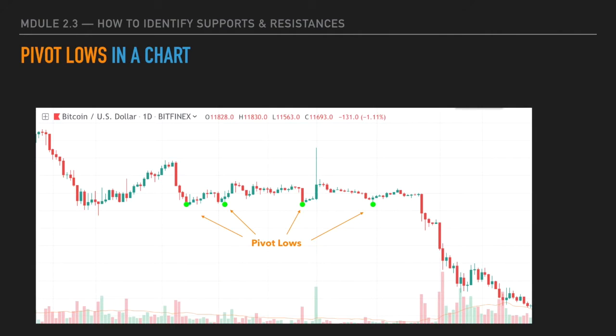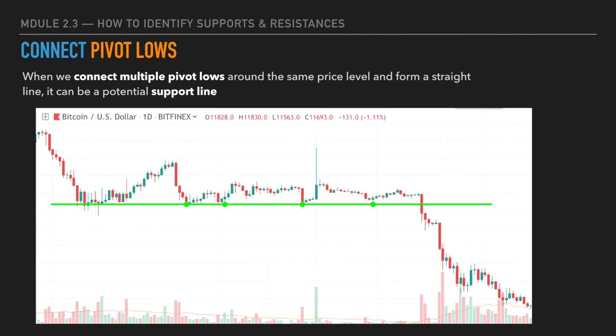Let's take a look at what pivot points can do for our technical analysis. So here's the daily chart of Bitcoin. To help you see those pivot points, I'm using these green dots to highlight them so that you can see them easier in the chart. In this chart, we're going to highlight those pivot lows or swing lows and see what happens when we connect these pivot lows together.